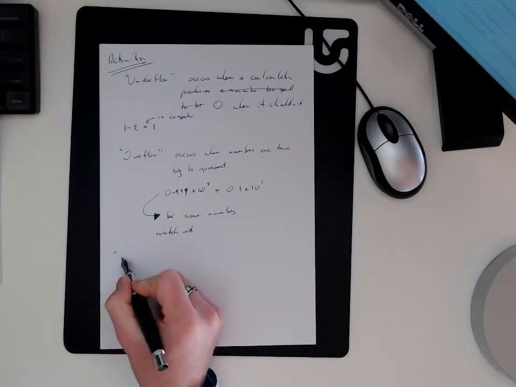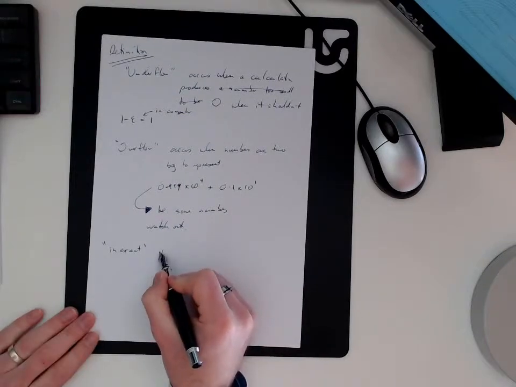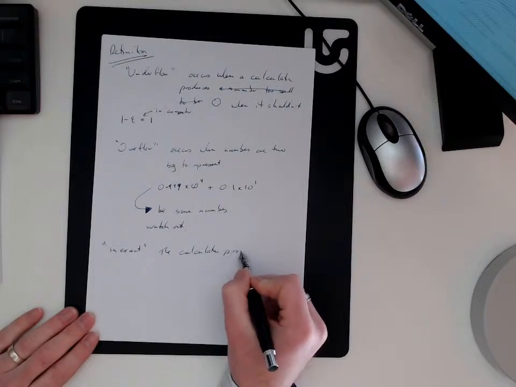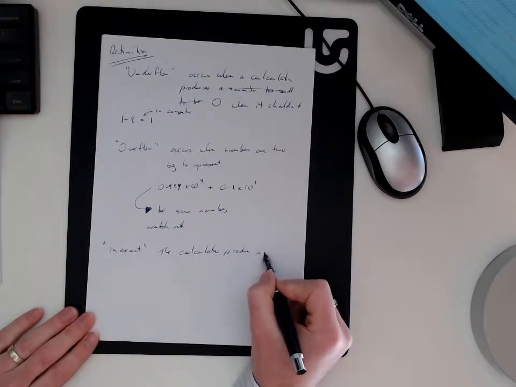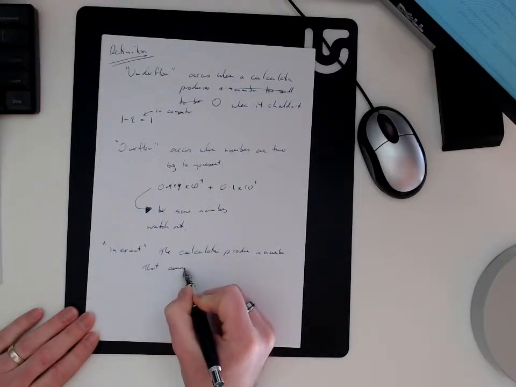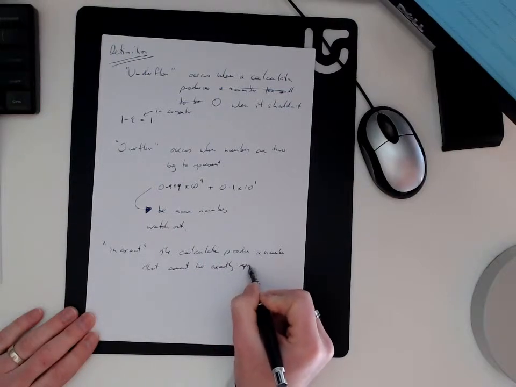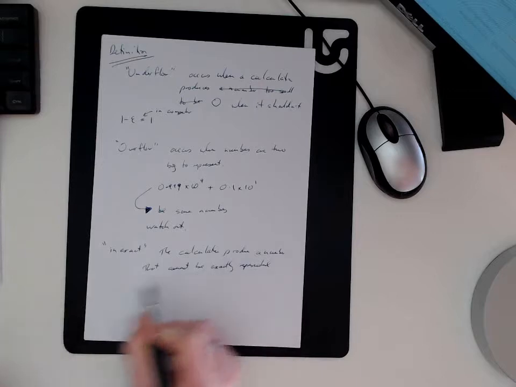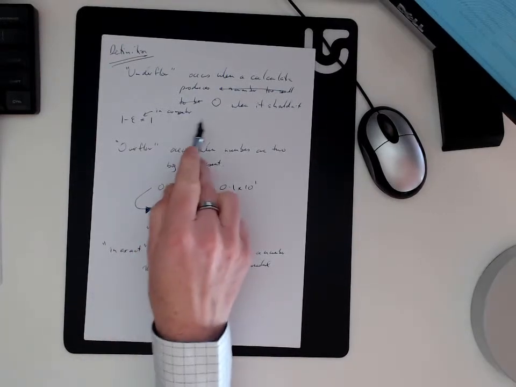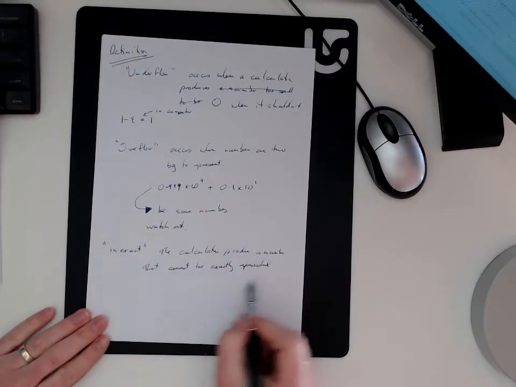Alright, and the last one I want to introduce is what I'm going to call an inexact calculation, where the calculation produces a number that cannot be exactly represented. And as I said, these aren't definitions, it's not a mathematical definition. This is just language that people use to represent things where things are too small, things are too big, and where computers don't know about things.